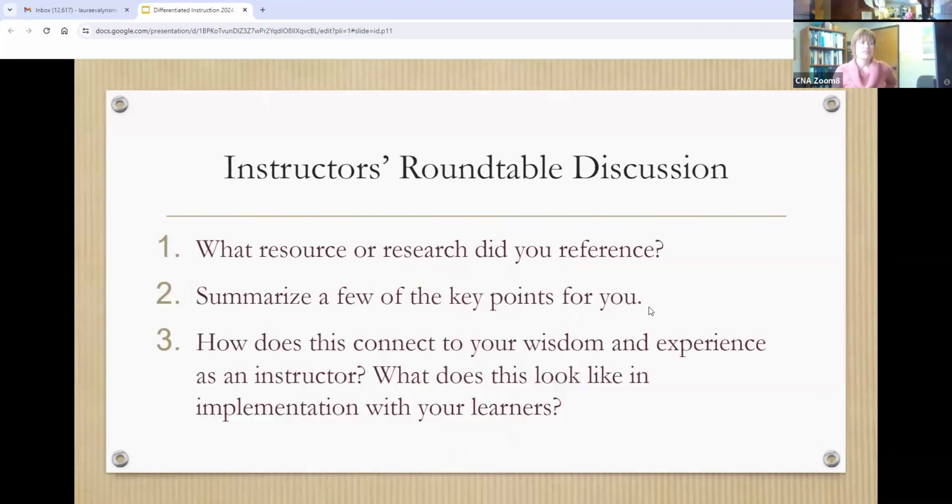And now for our time of discussion. We'd love to hear from all of you. And these are our 3 key questions for this part of our training today. What resource or research did you reference? And it may even be something that was not included in the resources I sent your way.